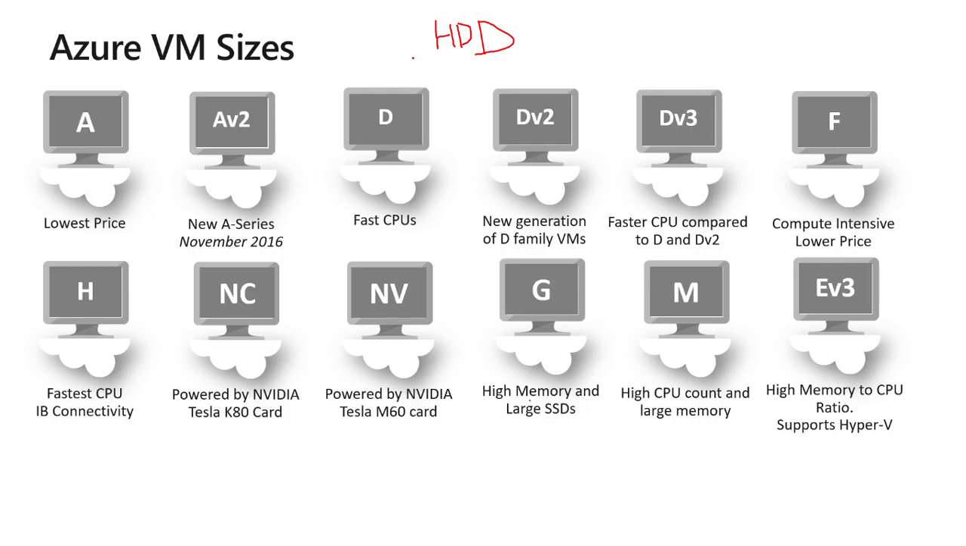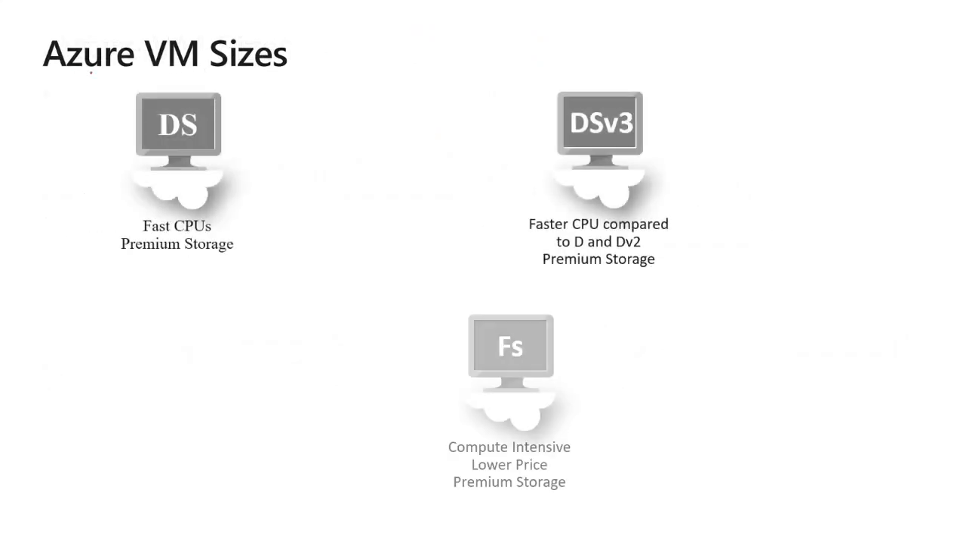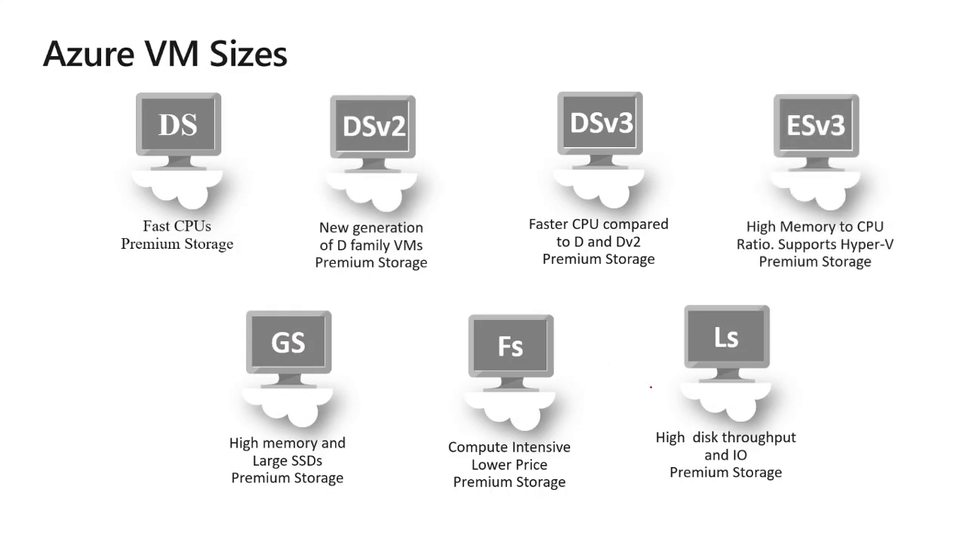This series only supports HDD. But if you want to have SSD standard disk, you have to go with the S series. So every series which you are looking at right now, F, D, M, H, G, all will end with S: DS, FS, GS, LS, ES. Those series which end with S support SSD. SSD plus, if you require, you can attach HDD also.